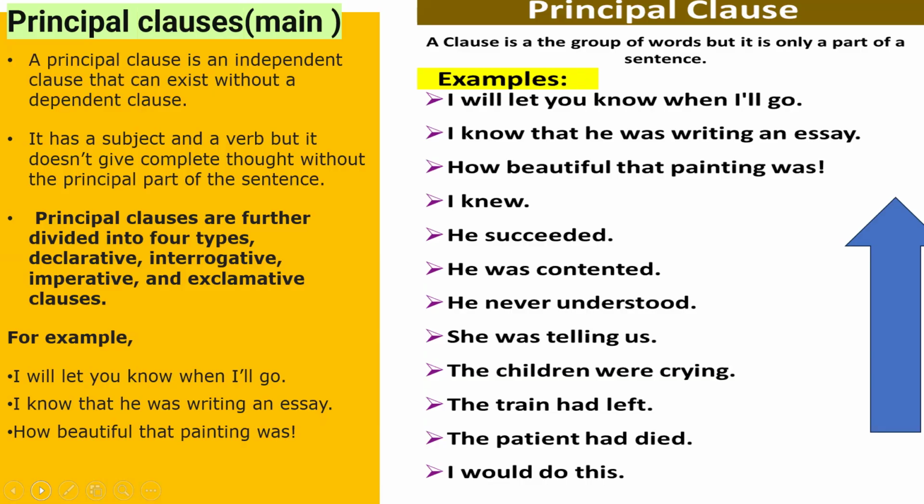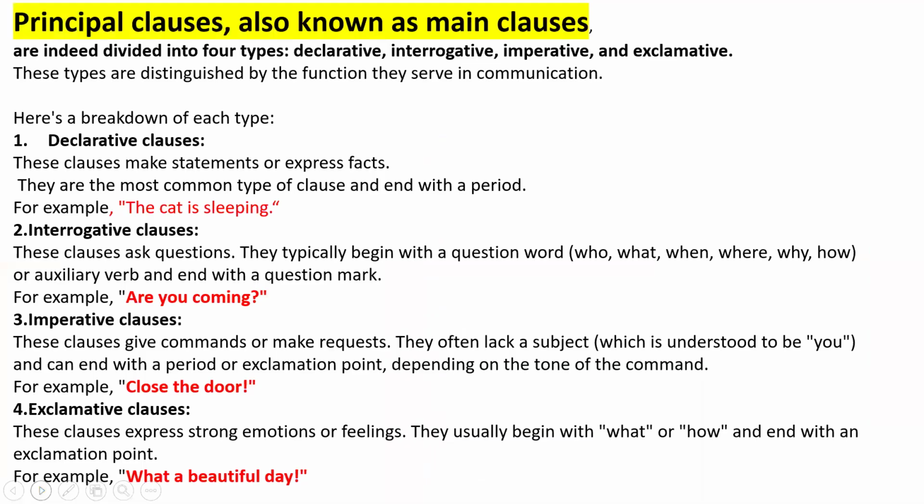She was telling us, a principal clause, because this sentence gives complete meaning. The children were crying, same, complete meaning. The train had left, complete meaning. So these sentences are principal clauses. I would do this, principal clause. The patient had died. So these are examples of principal clauses, which consist of a subject and predicate and do not require any other clause to give complete meaning. So these are the types of clauses on the basis of function. Four types: declarative, interrogative, imperative, and exclamative.